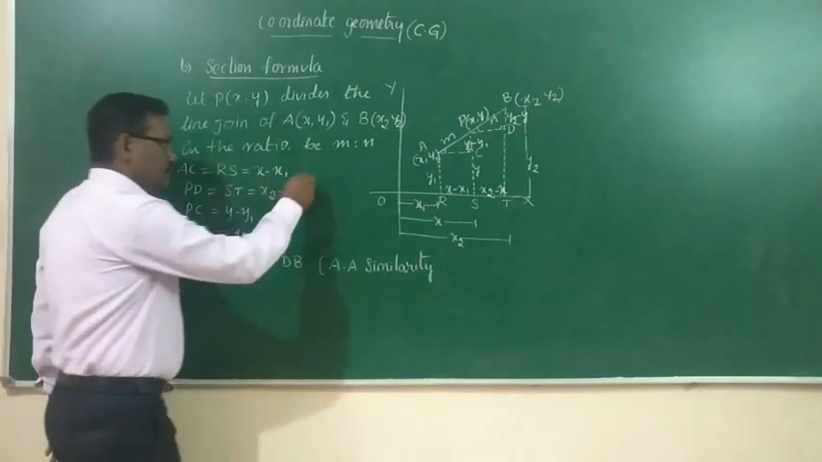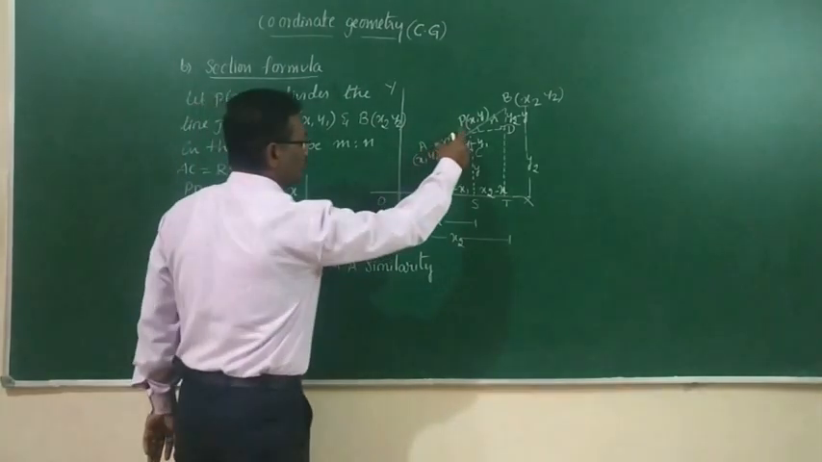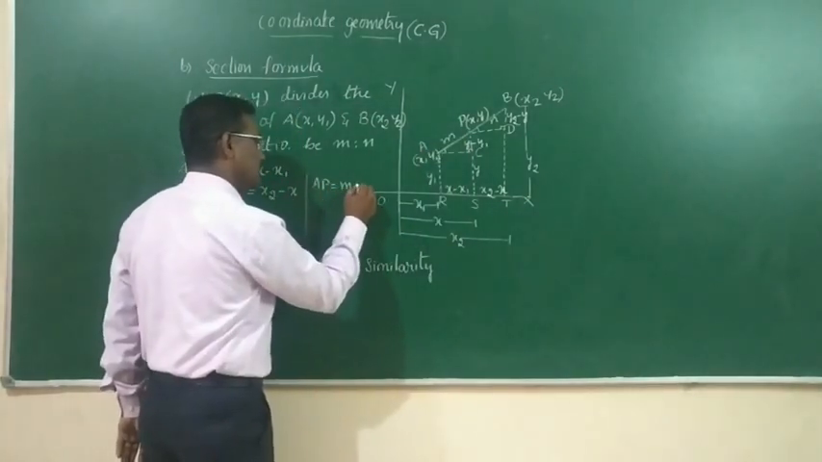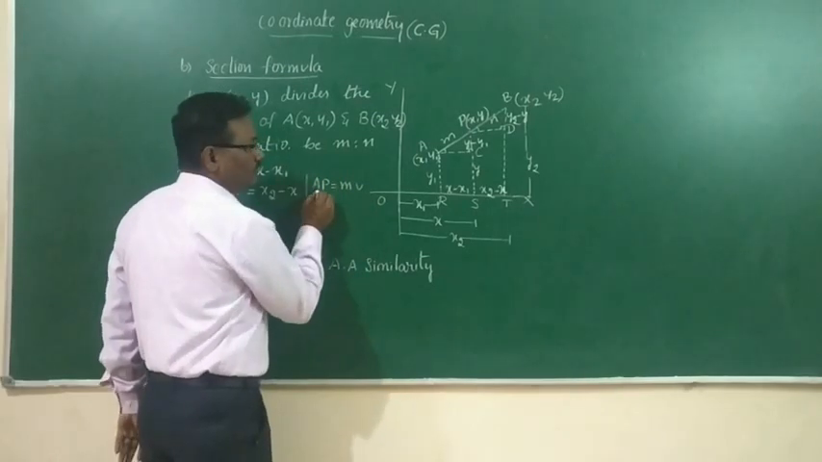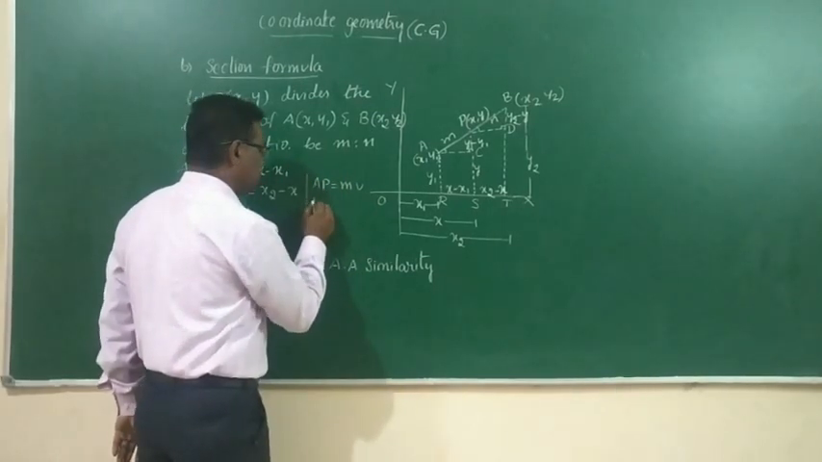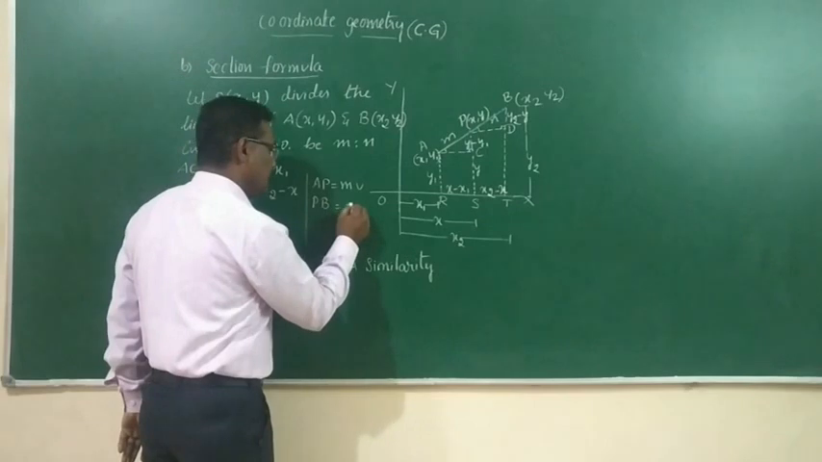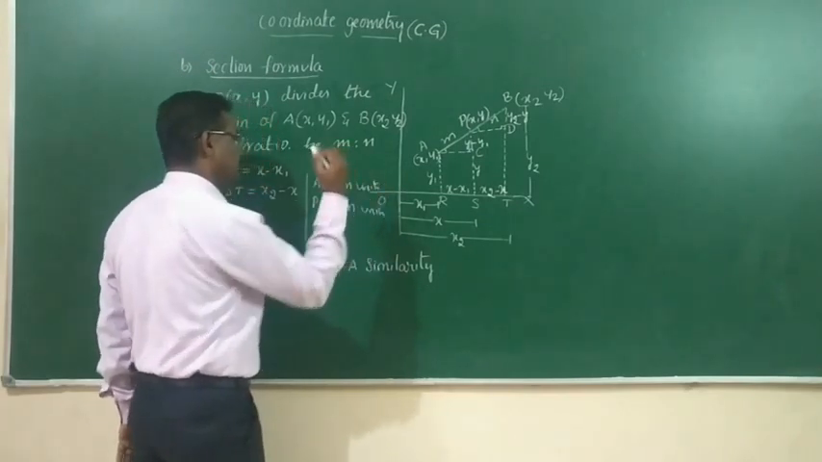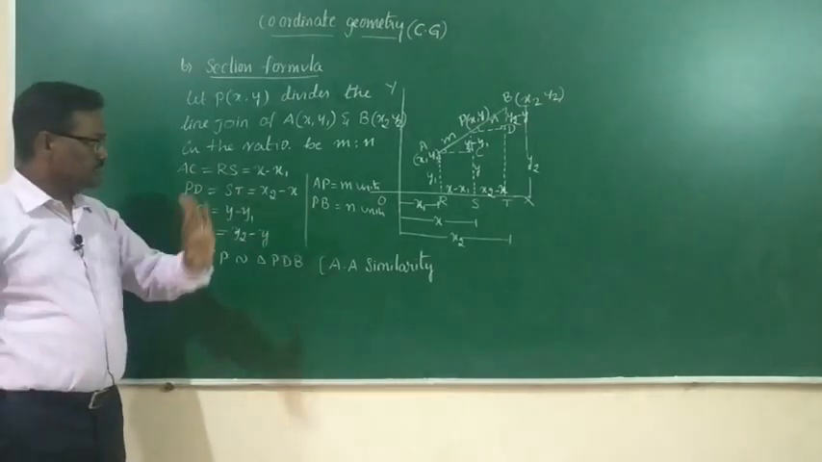Therefore, here we have one more measure, AP. What is AP here? That is m units. What is PB? PB is n units. Yes, AP and PB we also have.